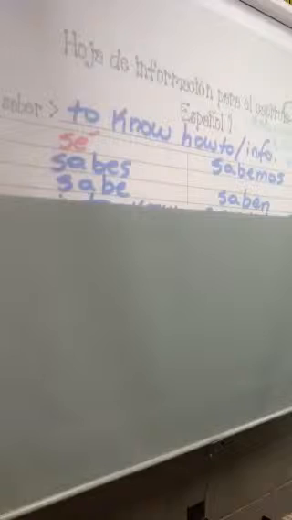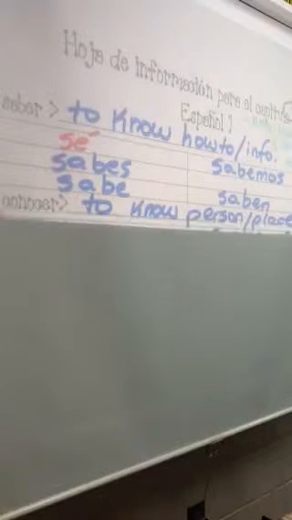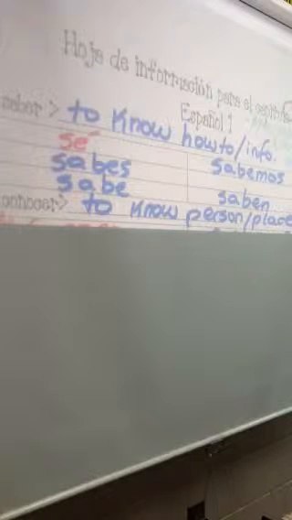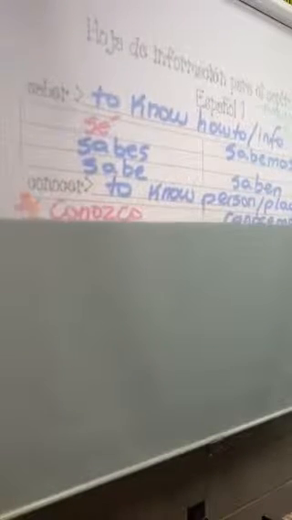Conocer, what does it mean? To know a person or be familiar. So to know a person, be familiar with somebody, or to know a place. What's the irregular yo form of that one? Conozco. The ZCO at the end. Then the rest are regular. Conoces, conoce, conocemos, conocen.